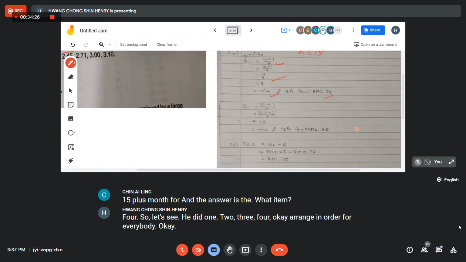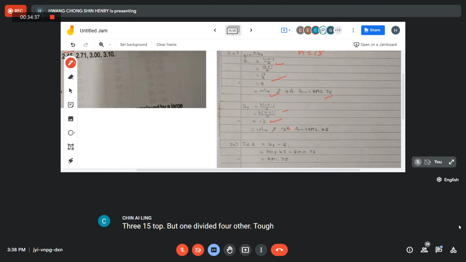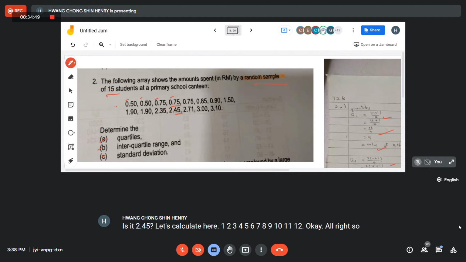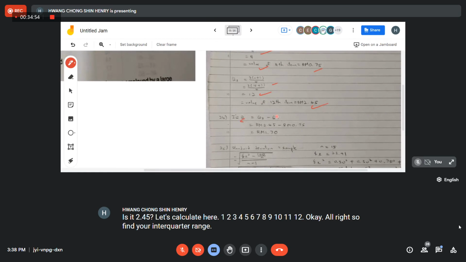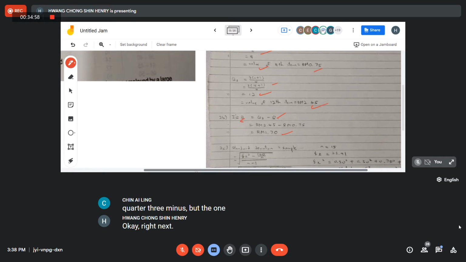Okay. Next, Q3. 15 plus 1 divided by 4. The 12th item. Is it 2.45? Let's count here: 1, 2, 3, 4, 5, 6, 7, 8, 9, 10, 11, 12. Okay, correct. So find your inter-quartile range: quartile 3 minus quartile 1. Okay, correct.